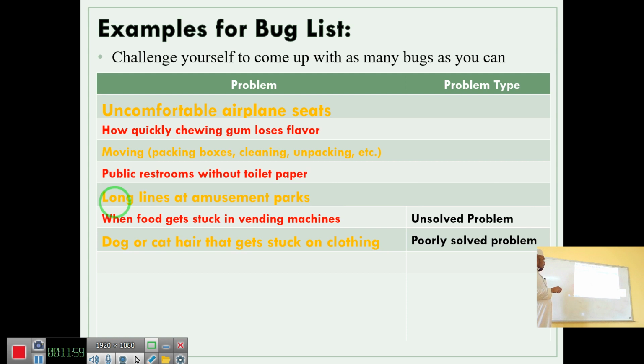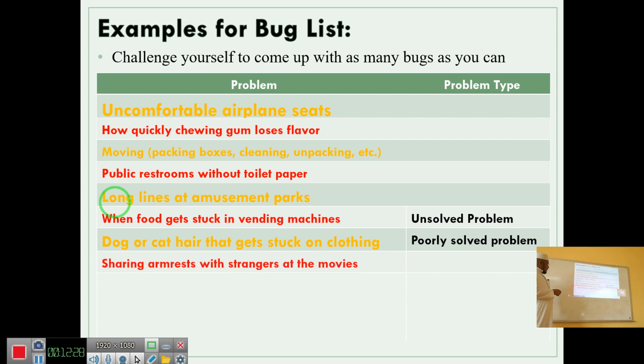This color, long lines at amusement parks. What are amusement parks? Like Hadika or big mall parks inside. Very big queues are there for paying tickets or for checking your credentials to get inside. Long lines are there for buying movie tickets. So how to solve the problem? There will be a solution. Make many counters, make many volunteers to check and move people inside. So this is a poorly solved problem.